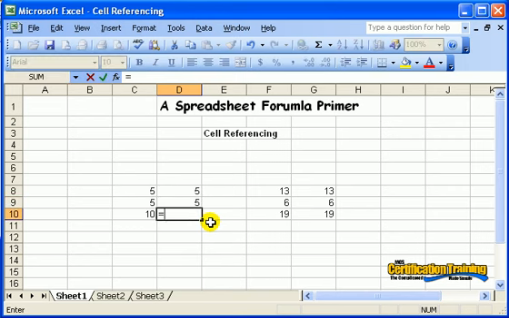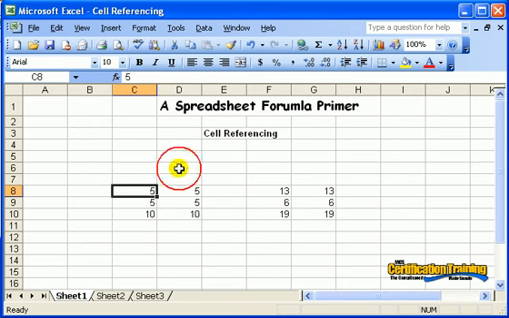Equals, what do I do? I reference the cell in my formula plus this cell. Hit the enter key. Both answers are the same. If I change this number, the answer does not change. If I change this number, the answer changes.